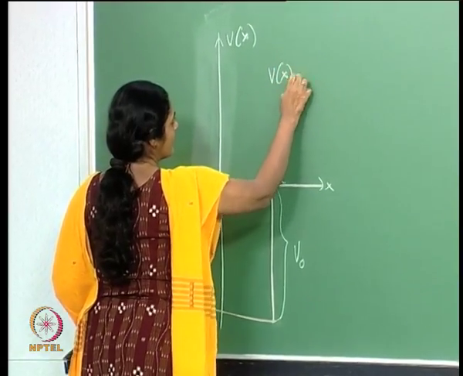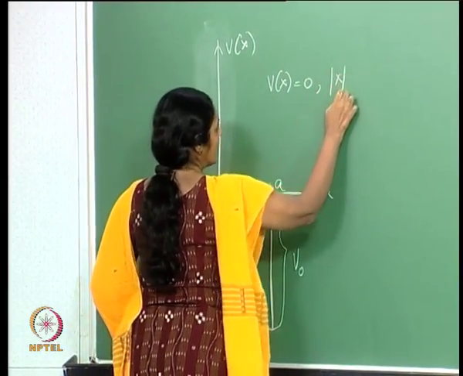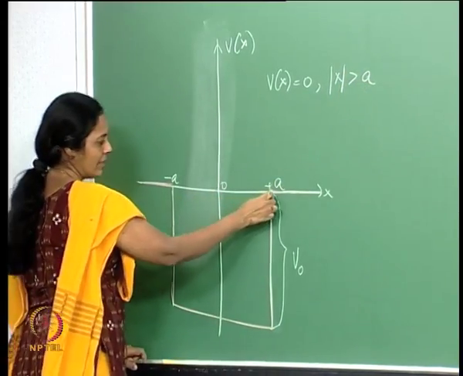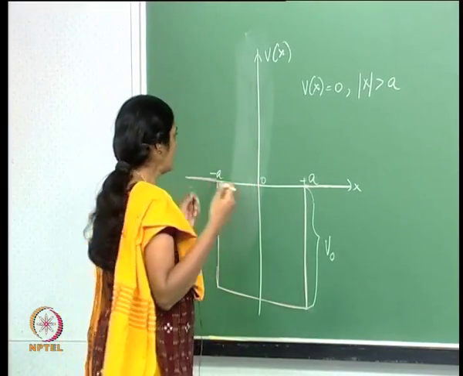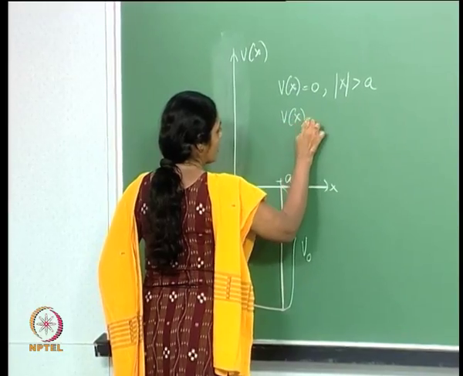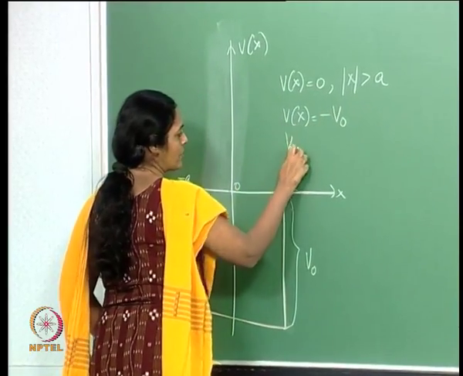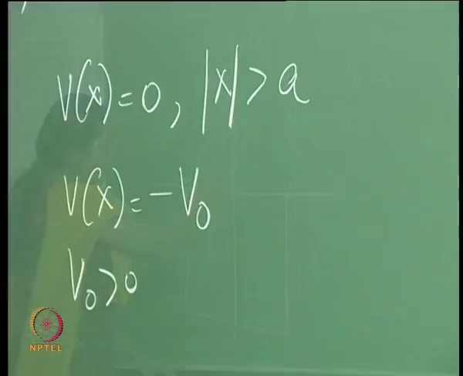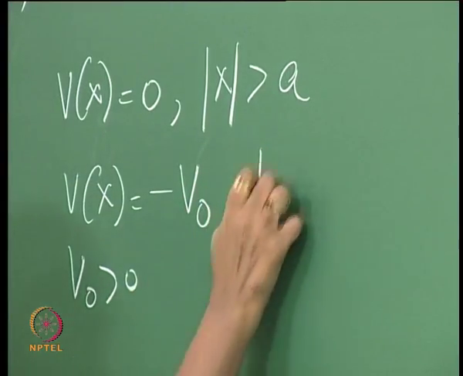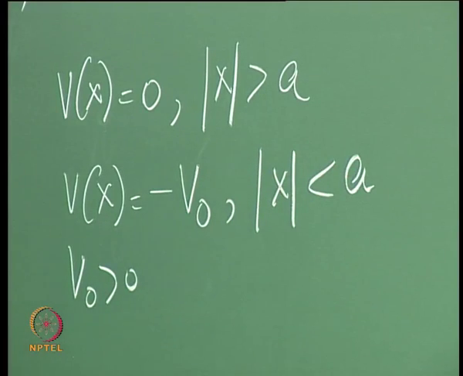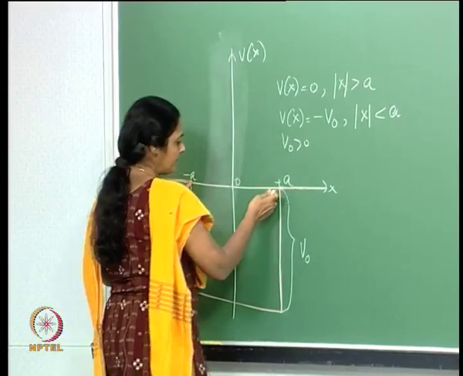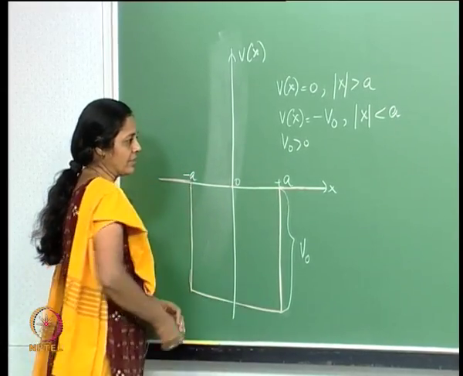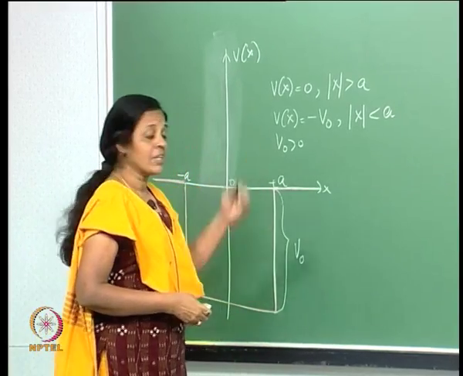V of x is 0 if mod x is greater than a. So out there and out there, all the way to infinity, V of x is 0, and V of x is minus V naught, where V naught is positive. So it's minus V naught for mod x less than a. So this is the square-well potential. 0 beyond a certain length scale and non-zero within that length scale. This is what I have.